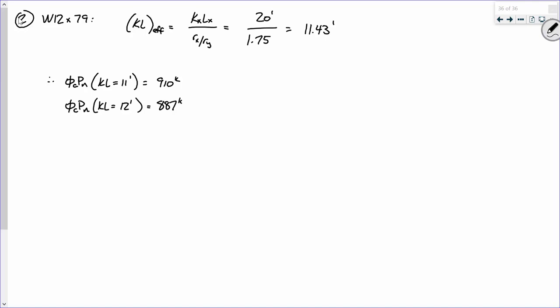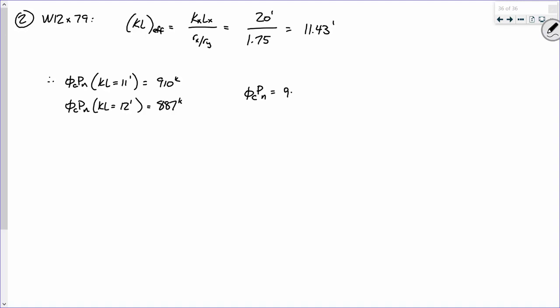Now, I'll be honest. Looking at these numbers, it probably is going to work. Remember, you're taking your dead loads and upping them 20%. Your live loads upping them 60%. Your column capacity lowering it 10%. So all right. So let's see. Let's do a little bit of linear interpolation.